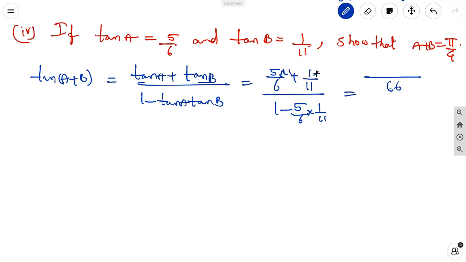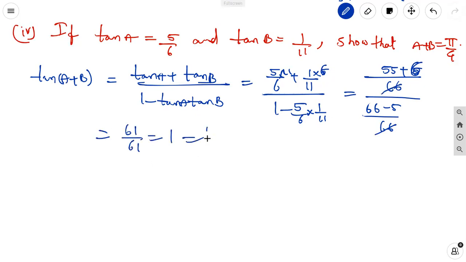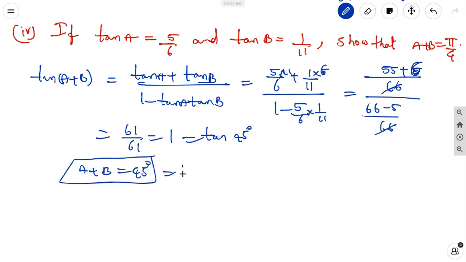11 5s are 55, plus 6, by 66 minus 5, by 66. The 66s get cancelled. It is equal to 61 by 61, equal to 1. It is equal to tan 45 degrees. That is, A plus B is equal to 45 degrees. It is the pi by 4. Fifth one.